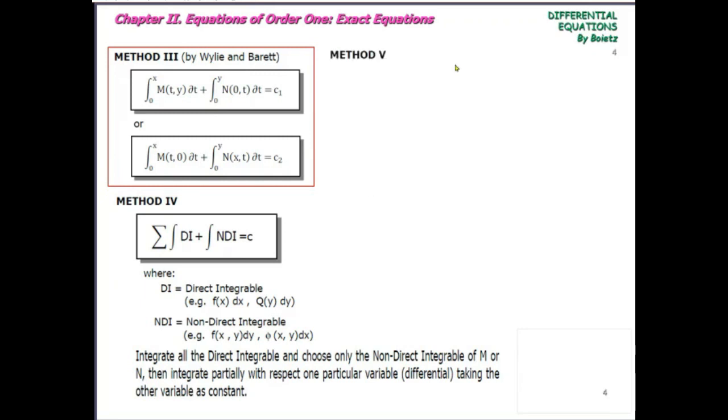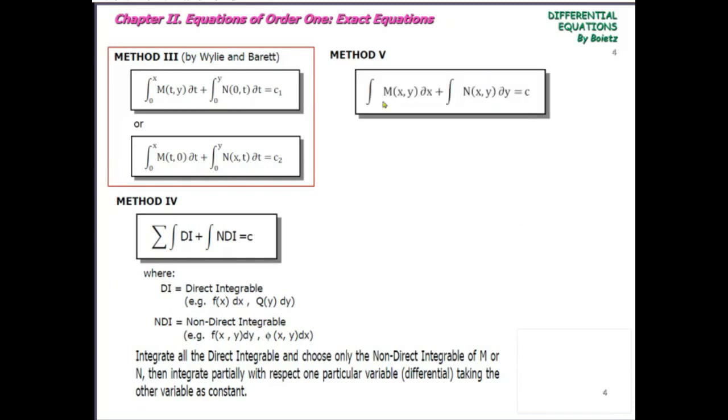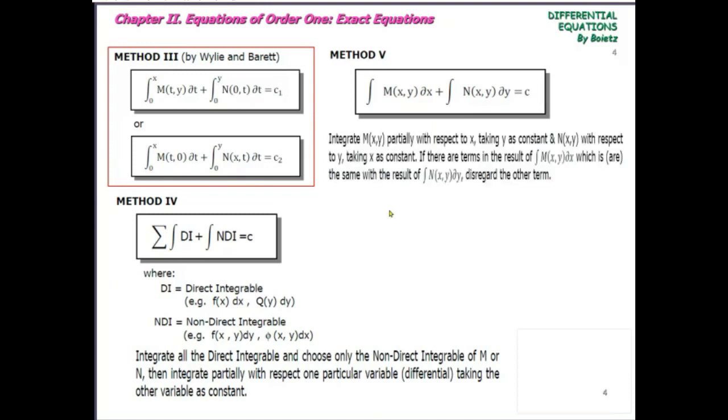Then there is another method. Okay. Nagtatalo-talo pa kung sino na naka-invento nito. Okay. Just integrate m partially with respect to x, and then integrate n partially with respect to y, it is equal to a constant. Then, pagka merong nagkapareha sa kanila, cancelin mo lang. Pag may term na nagkamuka, cancelin mo lang siya.